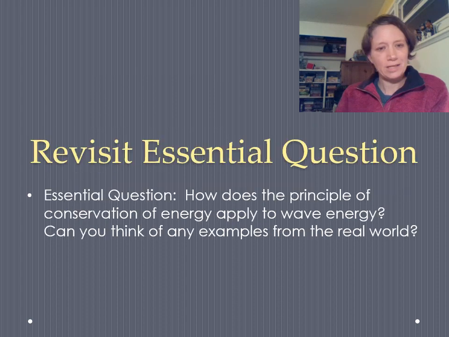Okay, so take a few minutes now that we've gone through this and revisit your essential question, which is, how does the principle of conservation of energy apply to waves? And if you want to go a little above and beyond, maybe you can think of or research any examples from your life or the real world where you might have noticed some of these phenomenon occurring in things that you've seen.